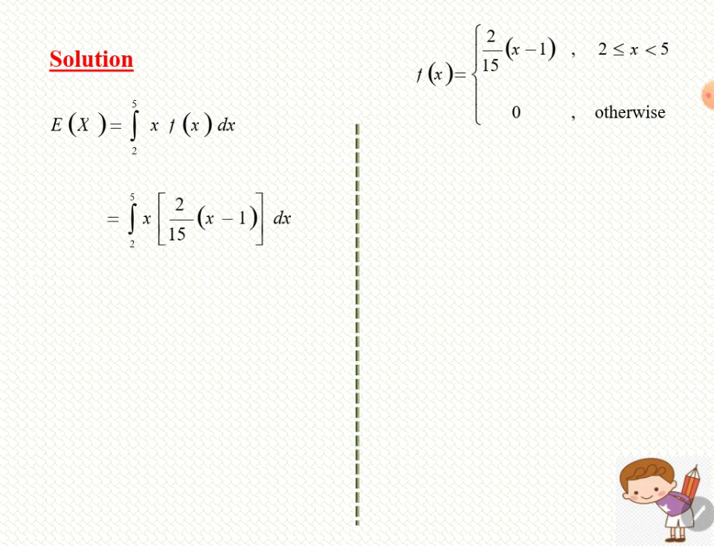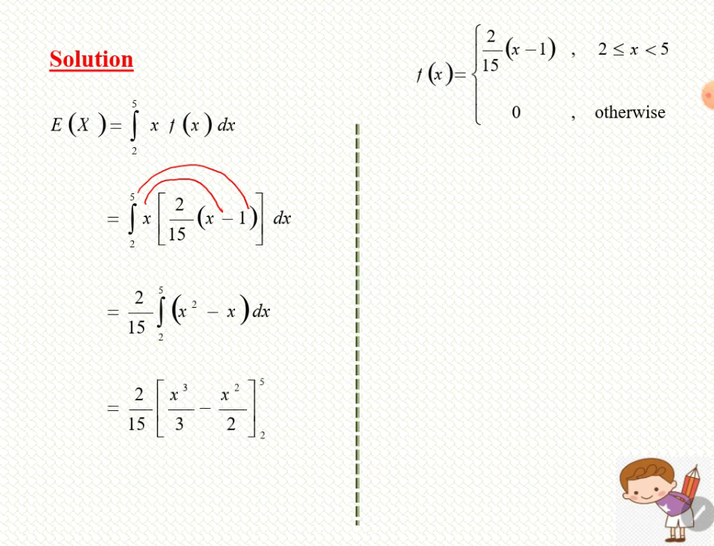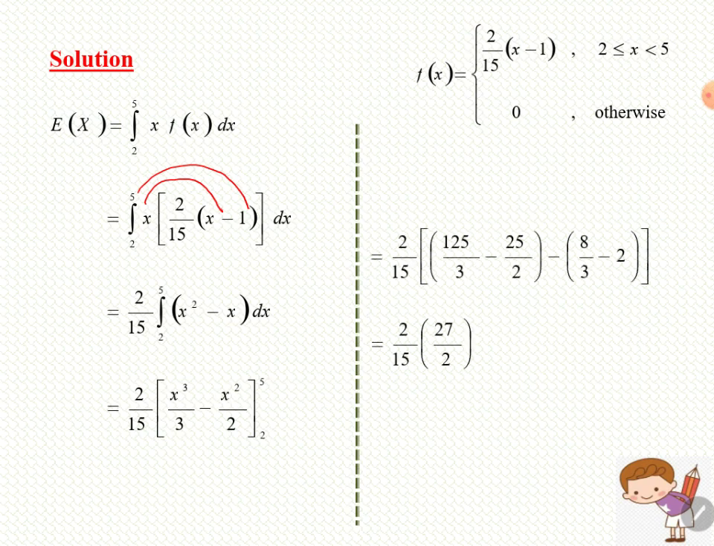The same as the previous example, the x must be multiplied with its probability function following the limits. So we want to integrate x multiplied with 2 over 15 of x minus 1 from 2 to 5. So integrate both. What we will get? 2 over 15 is a coefficient we can take out. We need to integrate x squared minus x. So integrate x squared, we get x cubed over 3. Integrate x, we get x squared over 2. So now substitute the limits. We have the value of expected of x here is 19 over 5.